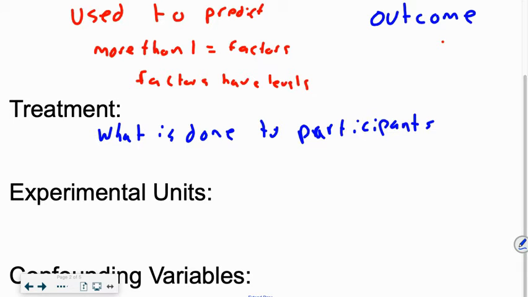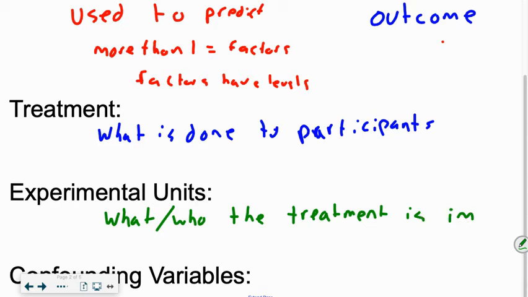The experimental units are what or who the treatment is imposed on. If it is a who, if it's a person, we call the experimental unit a subject.